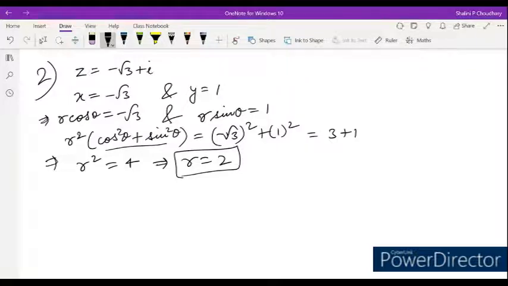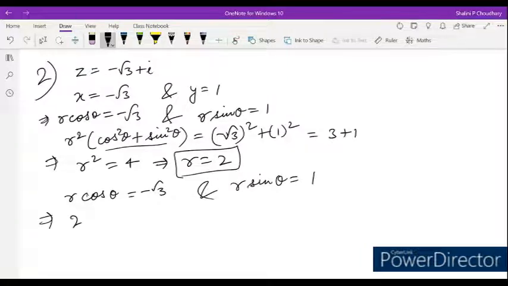Now what we have to find out? Now we have to find out the value of theta. Since r cos theta is equal to minus root 3 and r sin theta will be equal to 1. Okay, so this will be 2 cos theta is equal to minus root 3, so directly we can write कि cos theta equals minus root 3 upon 2 and sin theta will be equal to 1 upon 2.